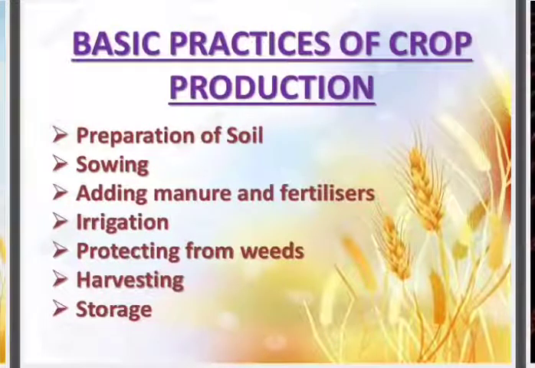Basic practices of crop production. How can the crops be grown? There are several practices, step by step, to get a proper crop. Number 1 is preparation of soil, then sowing, adding manure and fertilizers, irrigation, protecting from weeds, harvesting and storage.